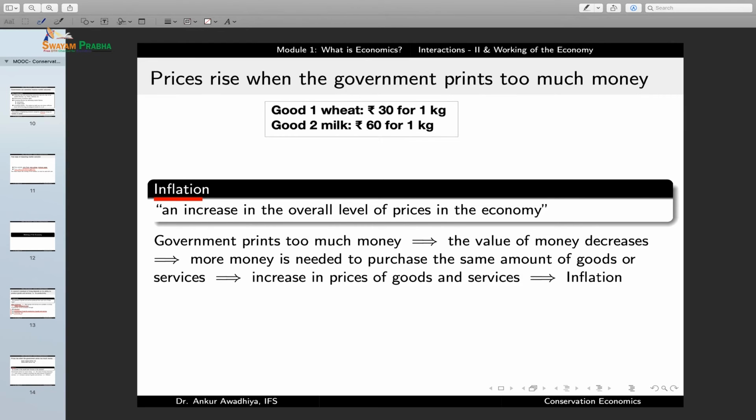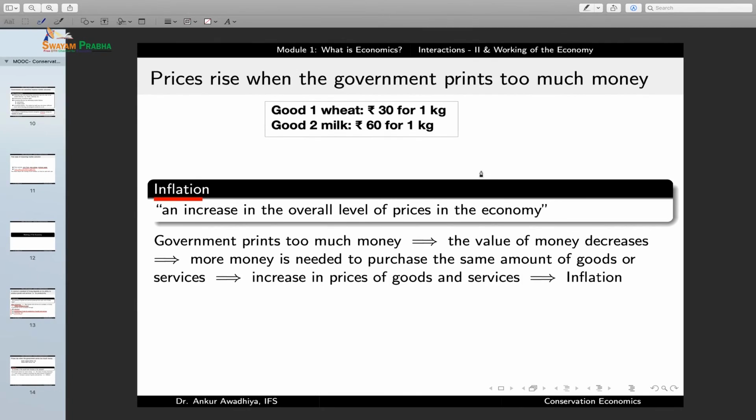Now, suppose the government prints too much money. So, in place of having 100 rupees in the pocket of everybody, the government has printed so much money that now everybody has 200 rupees. Let us think that just by magic, everybody has twice the amount of money that they had previously. Now, what will happen? In this situation, the price of everything will increase.